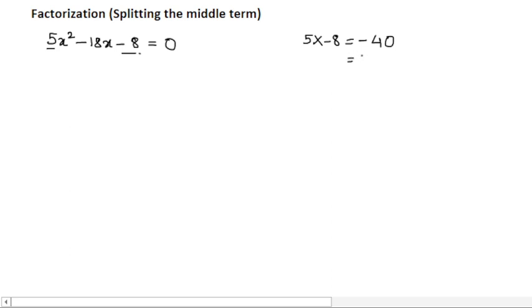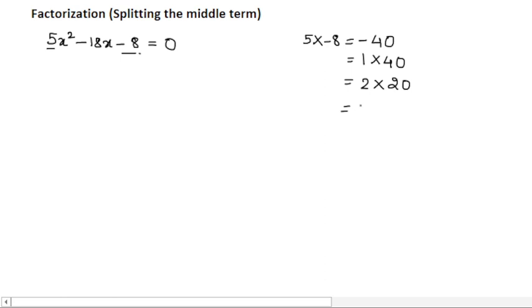Next, I start writing all the factor pairs of 40, which means all the pairs of numbers which when multiplied give you 40, and I do that in ascending order. So I start with 1. 1 multiplied by which number gives me 40? 1 times 40 is 40. Then I continue with 2. 2 times 20 is 40.